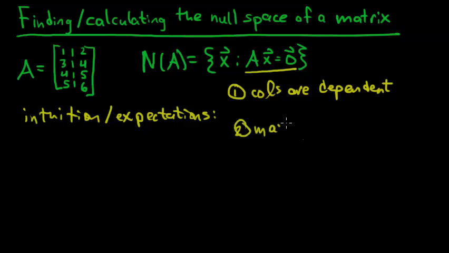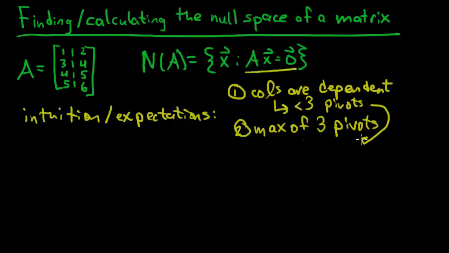Number 2 is that there's a max of 3 pivots. And because the columns are dependent, we're going to be expecting that there are going to be less than 3 pivots. Specifically, we might expect that there are going to be 2, because if we remove column 3 from consideration here, we see that these two vectors, column 1 and column 2, are certainly independent. So we're going to guess, of course elimination will show this to us, that there are 2 pivot columns and 1 free column.